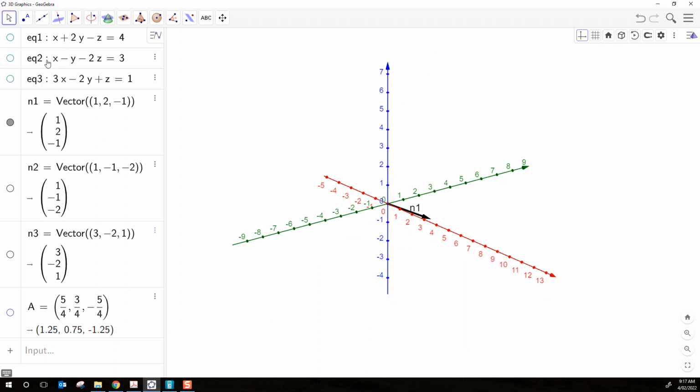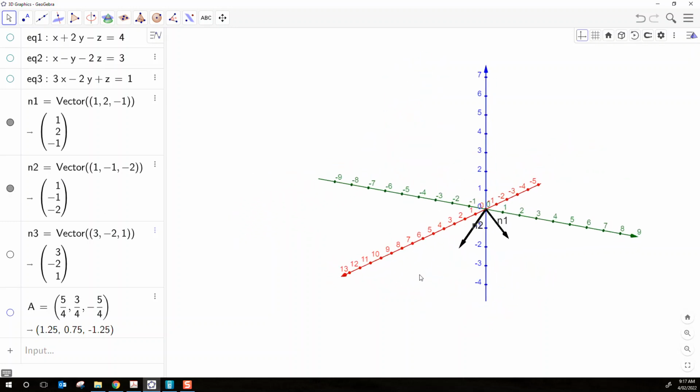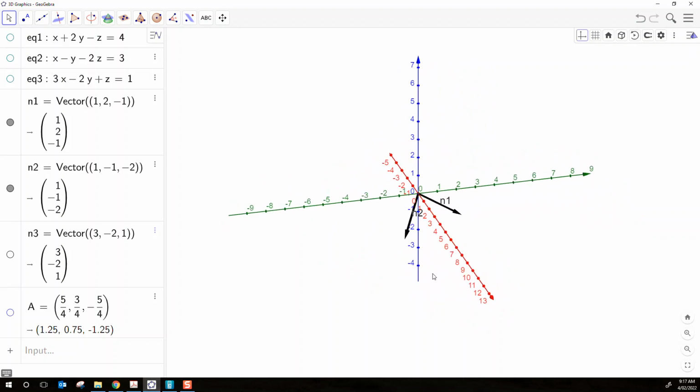Now equation 2, x take y take 2z equals 3. So the normal is 1, negative 1, negative 2. There's the normal. That's good. That normal is definitely in a different direction to normal 1. Plane 1 and plane 2 will not be parallel. They will intersect. Let's see that.